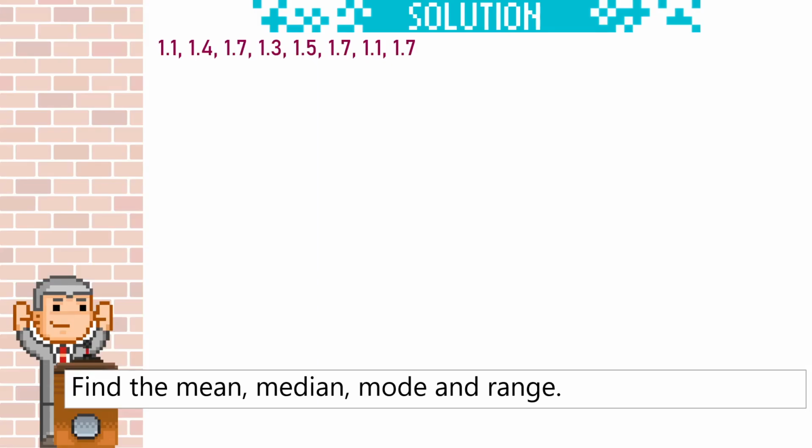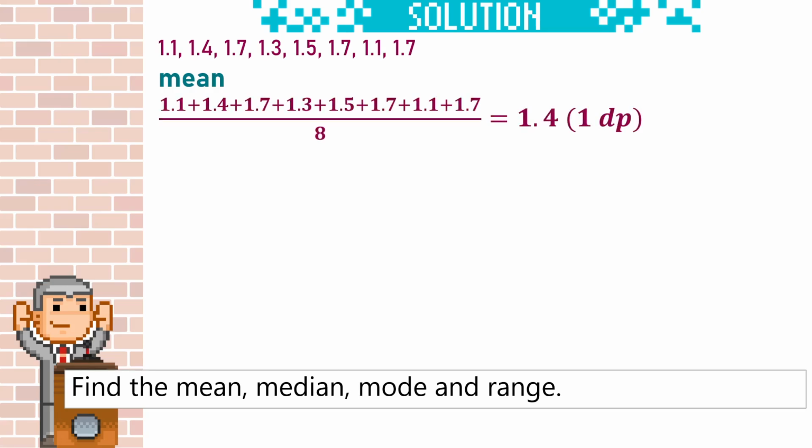Let's start with finding the mean for these numbers. So we add them all up and we divide them by the amount of numbers. There's 8 numbers this time, so we're going to divide it by 8. That will give us 1.4 to 1 decimal place.